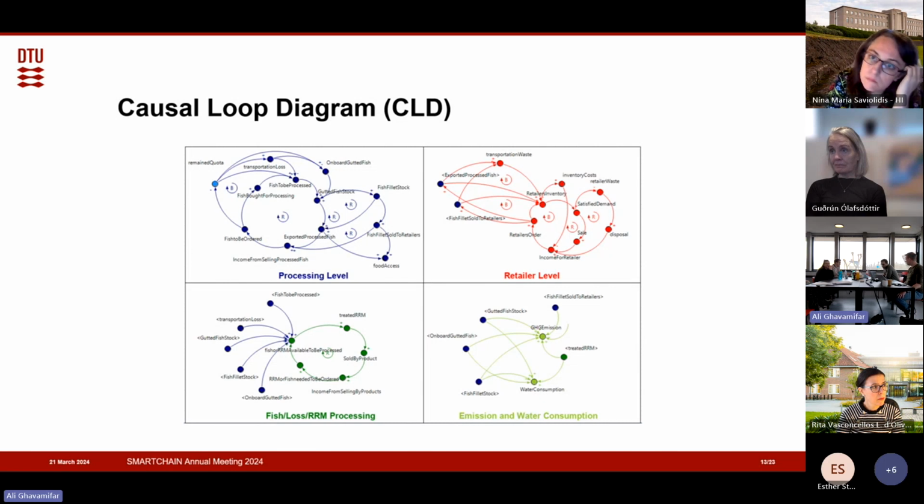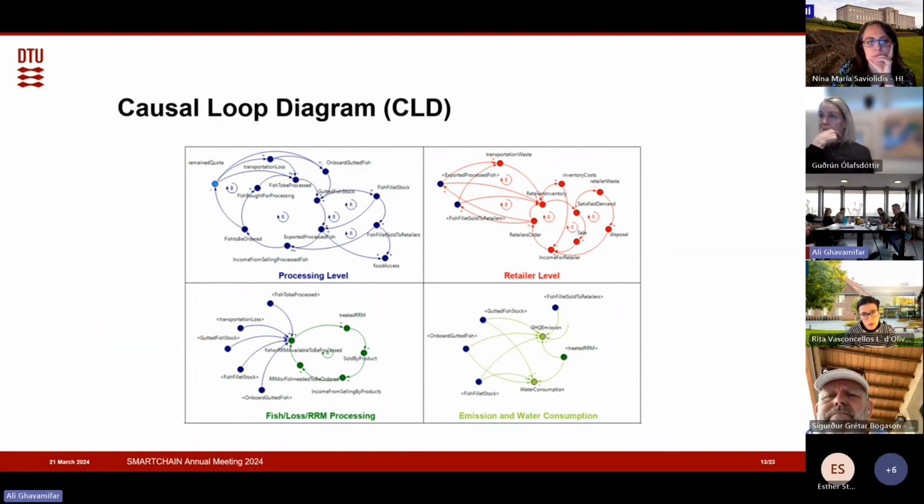I just want to mention that we have 4 modules: processing level, retailer level, fish loss and rest raw material processing level, and emission and water consumption. In the processing level, we assume that we have some balancing and reinforcement loops in the system dynamics model. I want to talk about these loops in our system. For example, the reinforcement loop is referring to something like this, if we start from the remain quota variable here.